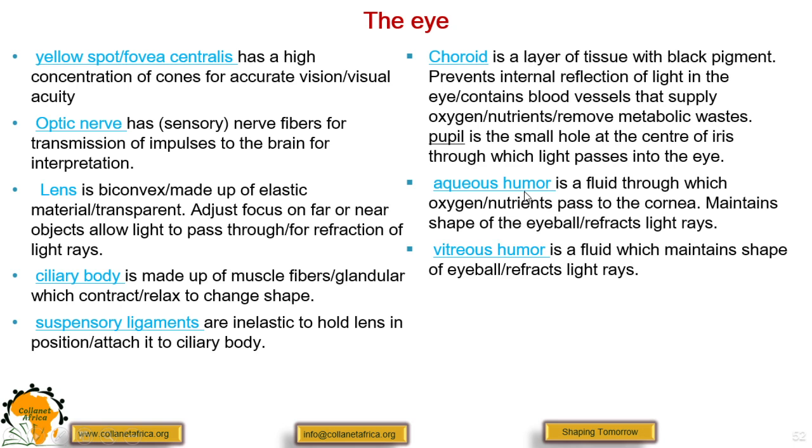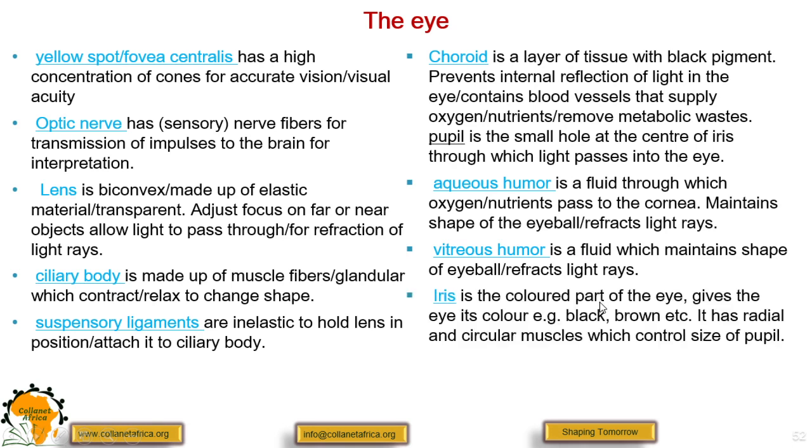Apart from the aqueous humor, we have the vitreous humor, and it is a fluid which maintains the shape of the eyeball. It also, the two refract light rays.